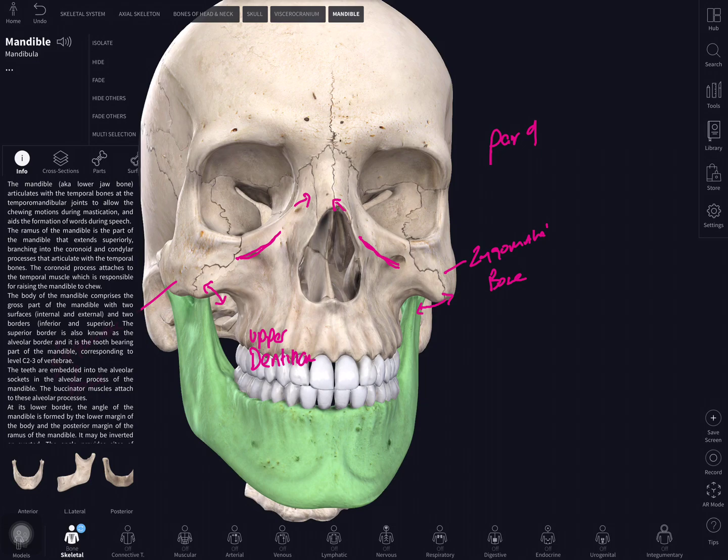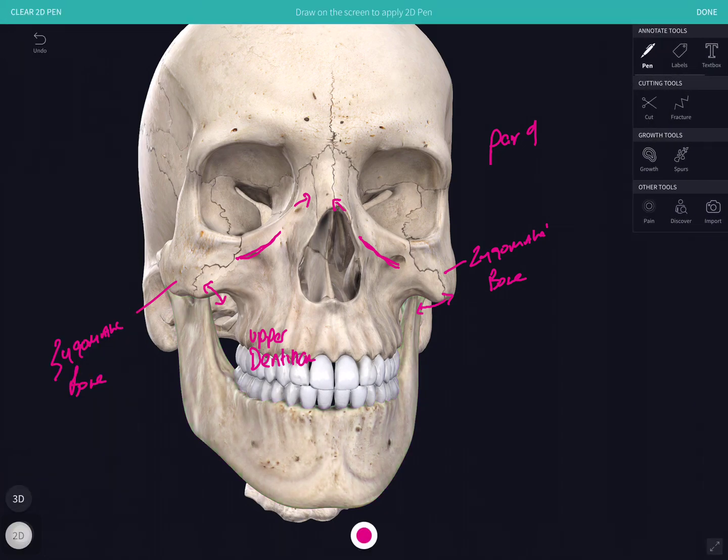Now we are not going to have a close look at the orbits at this point. We'll have a very detailed look at the orbits themselves, and also at the nasal cavity. But so far what we've said about the orbit is that the frontal bone forms the supraorbital margin and part of the roof of the orbit. We've also talked about the maxilla forming part of the infraorbital margin and part of the floor of the orbit.